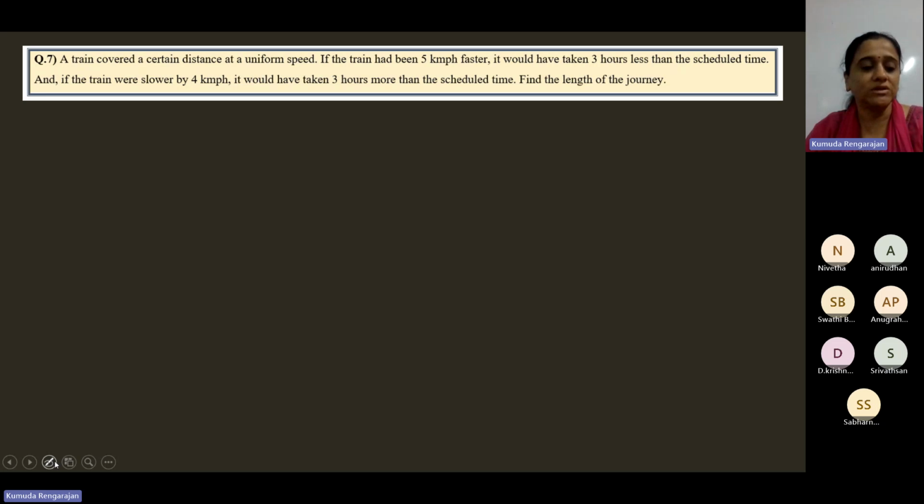So what is the question made up of? The question is made up of speed. It's made up of speed because 5 kilometers per hour faster means speed. Kilometer per hour, meter per second, these are units of speed, right?